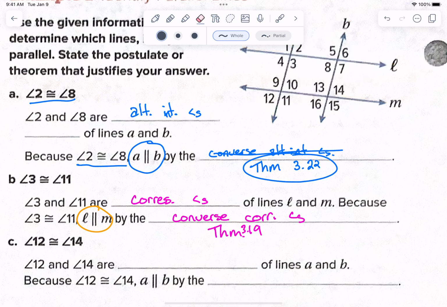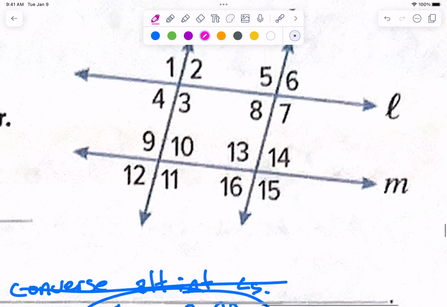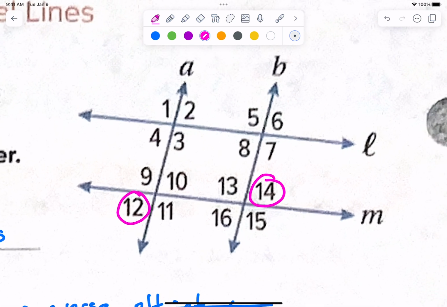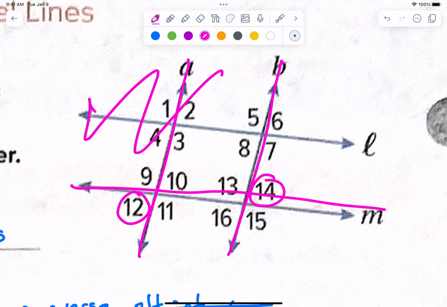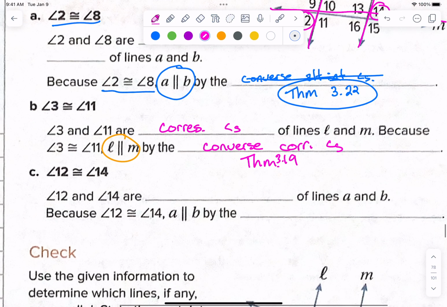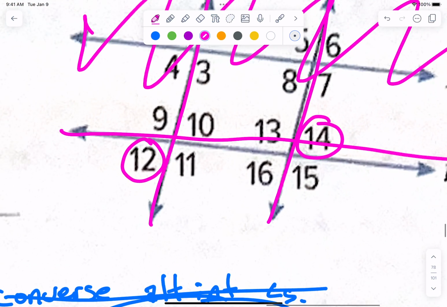All right, last one. 12 and 14. They say that 12 is the same as 14. 12 is here, 14 is here. Which 2 lines are we looking at being parallel? A and B, right? And my transversal is M. So we're not looking at line L. We have nothing to do with line L. Okay, M is my transversal. It says 12 and 14 are what?